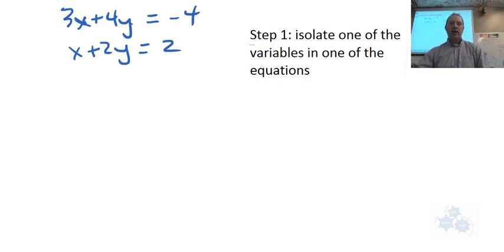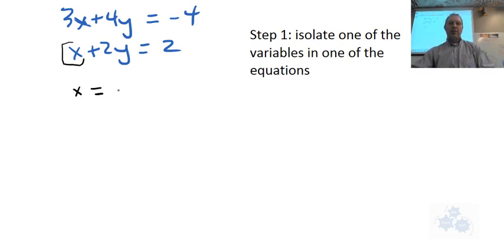I look at both these equations. Which variable, x or y in the first or x or y in the second, would be the easiest for me to isolate to get it all by itself? Which variable in which equation? What do you think? X in the second. Look at this. It's already by itself. It's already got a 1 in front of it. Let's just isolate this bad boy right here and then go with that.